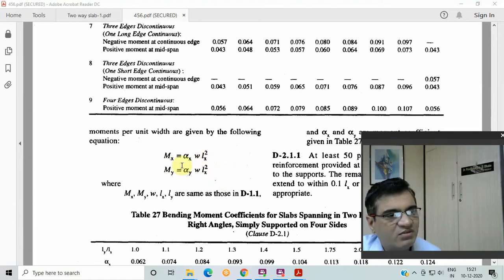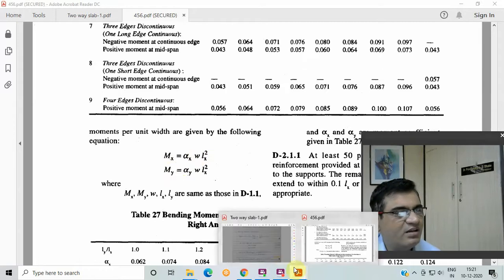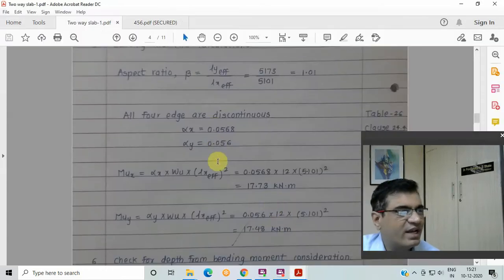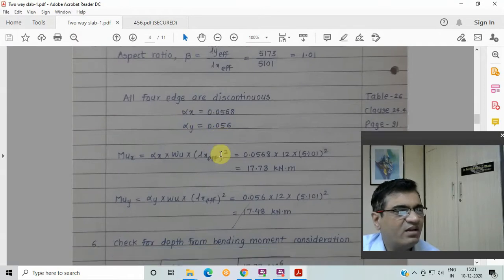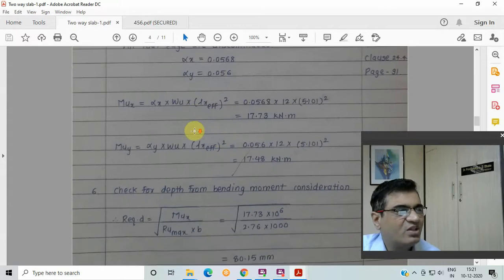Well, now since we are designing at ultimate condition, we'll change this notation from Mx to Mux, similarly w to wu, and My to Muy, and accordingly the coefficients are calculated. So alpha x we got here 0.056 and alpha y we got here 0.056. This is the equation, with a little modification in the notation, Mux and Muy. Substitute the values and we got the x direction moment as 17.73 and the y direction moment as 17.48 kilonewton meter.